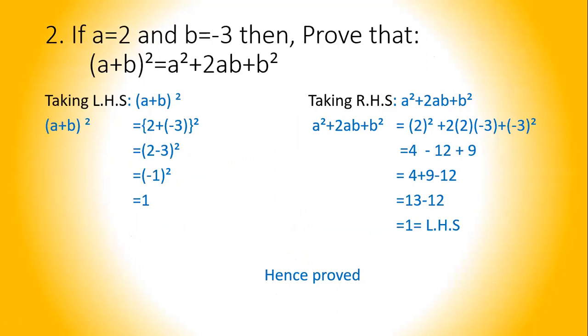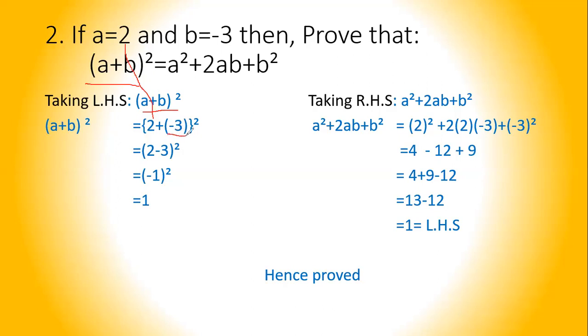Now, question number 2. In this prove that question, look at the question. First we have to take the left hand side. We have to prove the left hand side is equal to our right hand side. Here the left hand side is a plus b whole square. Now here a is equal to 2 and b is equal to minus 3.